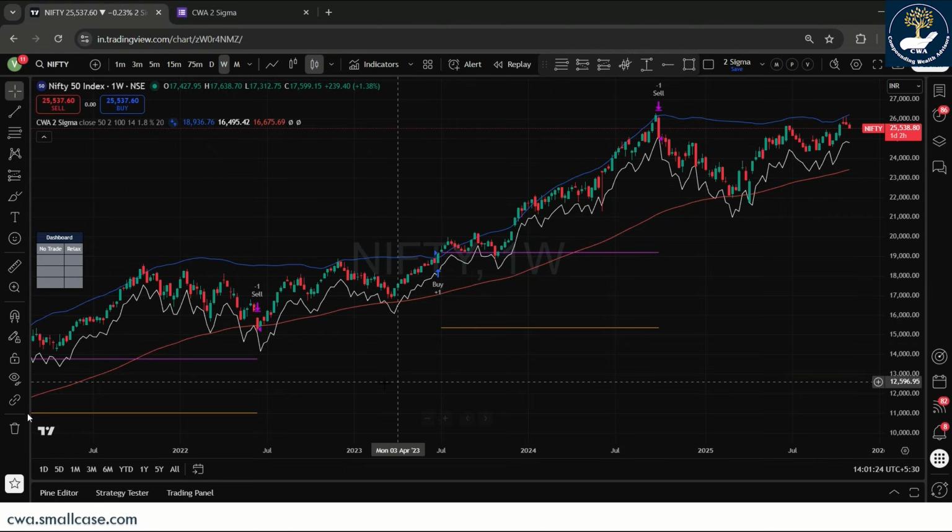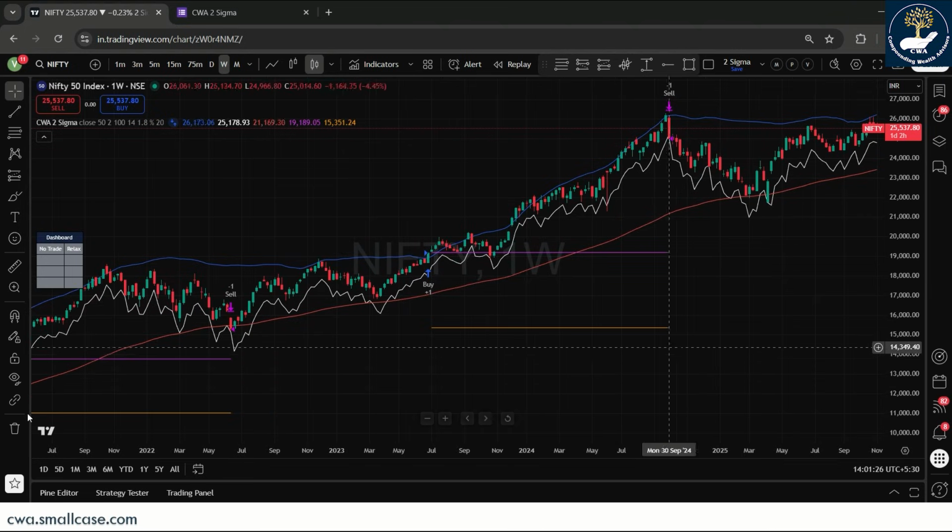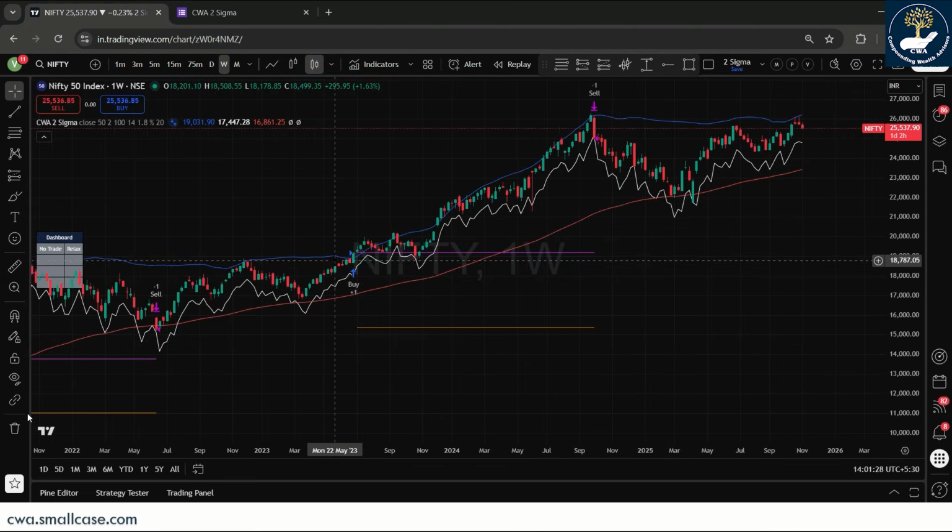Once you apply this indicator, it will look something like this. So over here, the blue line is the upper Bollinger Band. The white line is the ATR line. The red line is the 100-week EMA. And this yellow line is the initial stop loss. When looking at this indicator, I'd advise you use this on a dark theme. Otherwise, the ATR line, which is white, will not be seen.